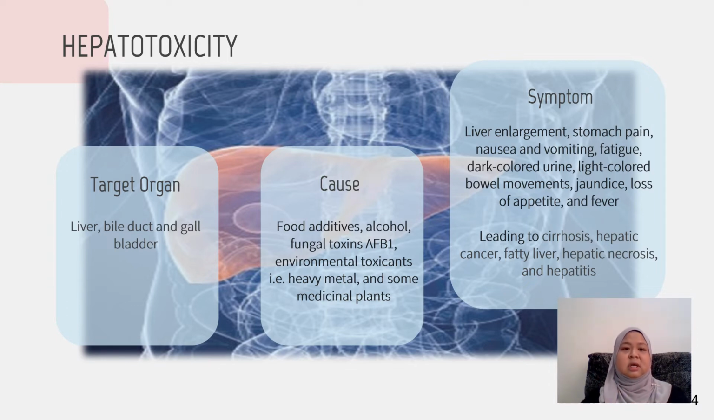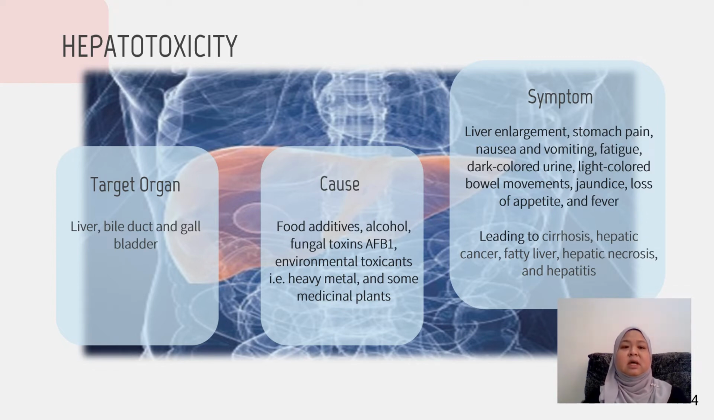And what is the cause of this toxicity? It can happen due to exposure to certain food additives, also due to alcohol abuse, excessive alcohol consumption, and the fungal toxin, so-called aflatoxin B1, which can cause liver cancer, especially in those who already have a problem with their liver, such as a person who has hepatitis B. So they have a higher chance of getting liver cancer when exposed to aflatoxin B1. Other than that are environmental toxicants such as heavy metals and some medicinal plants.